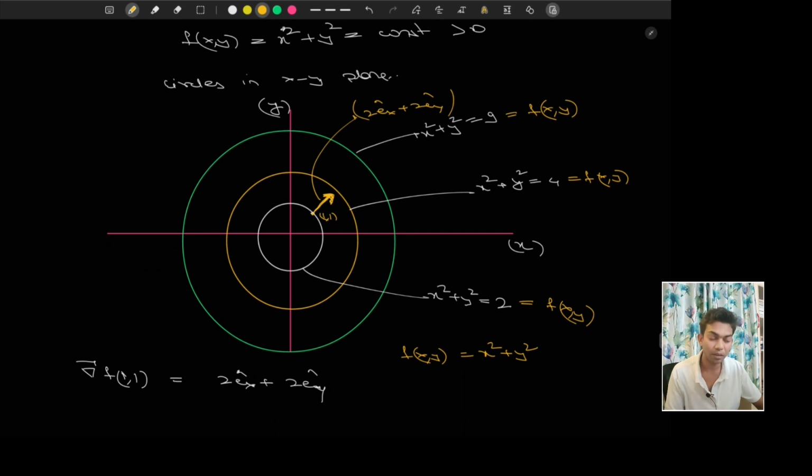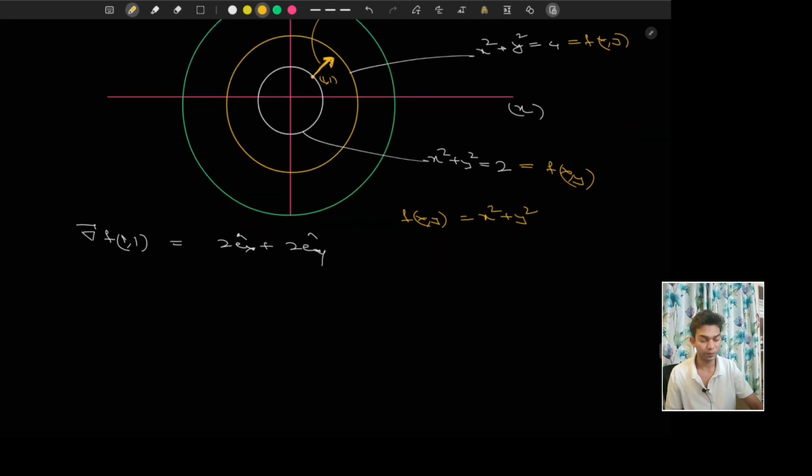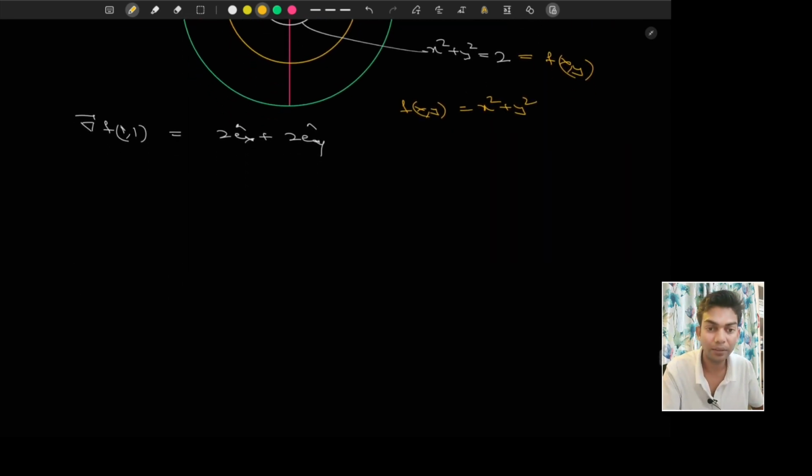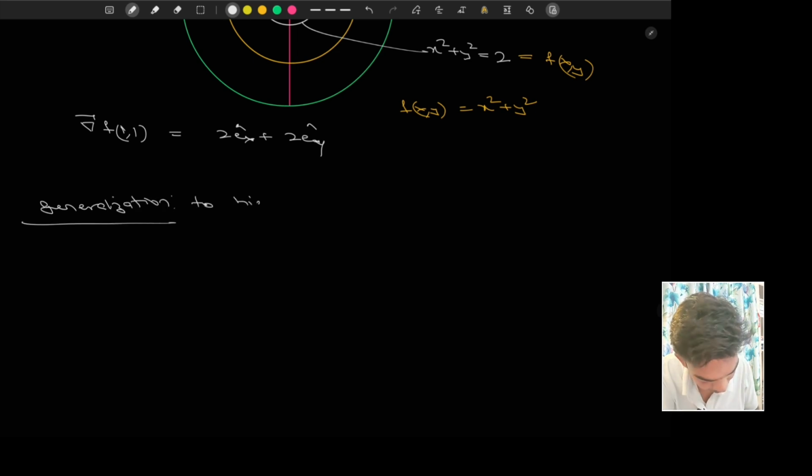Then I have drawn some level curves for you, and shown you that if you're standing at the point (1, 1) and I want you to compute the gradient at this point, it means that if I move along this direction, 2ex + 2ey, I am going to get the maximum rate of change of my function f(x, y) = x² + y². Okay, I think this video is taking very long, so let me just finish it off with some generalization to higher dimensions.